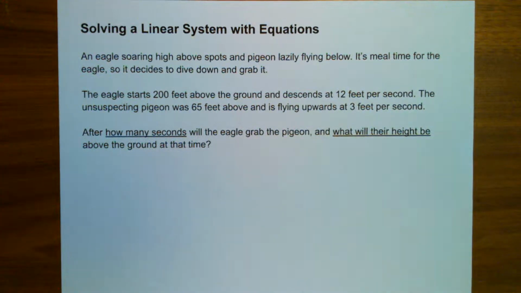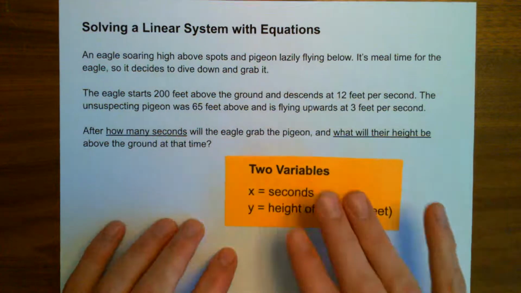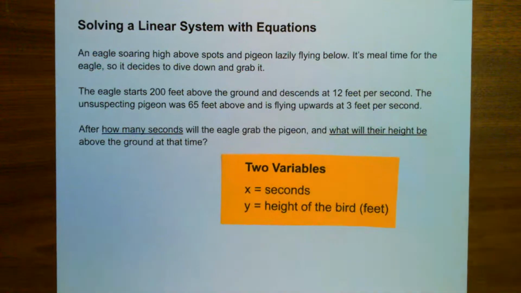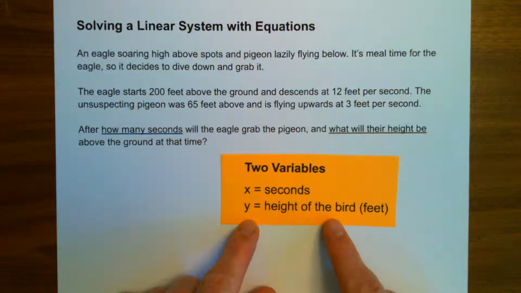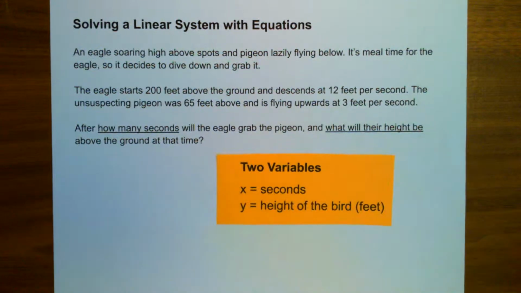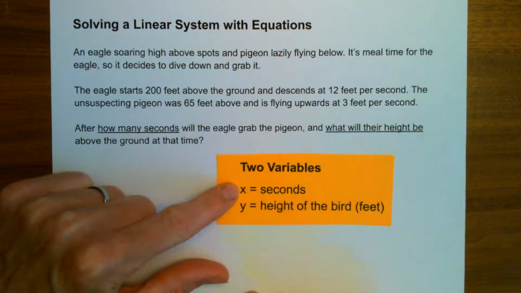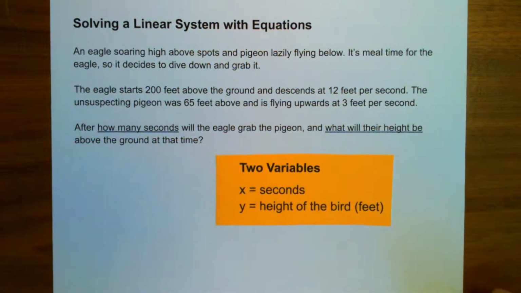So the first thing I have to be able to do is write equations that will model the height of these two birds over time as they're flying. In this situation, there are two variables here. Time is ticking by throughout their flight, and their height is changing as they're flying. So let's have x be the number of seconds, and let y be the height of each bird, in feet. So how do I write an equation to represent these?